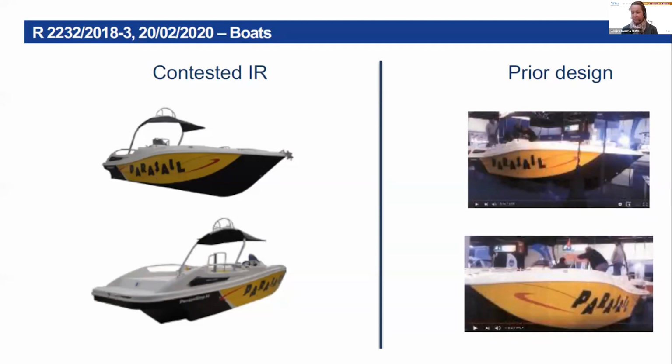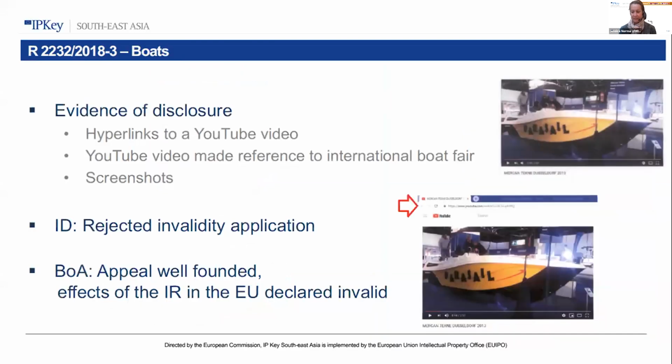And in fact, at first instance, the invalidity division, if you want, we can move on to the next slide, rejected the invalidity applicant because of the bad quality of the evidence of disclosure. The applicant in invalidity had put hyperlinks to YouTube video and some screenshots, but it was not possible to make the link between the YouTube video and the screenshots. And so the invalidity application was rejected.